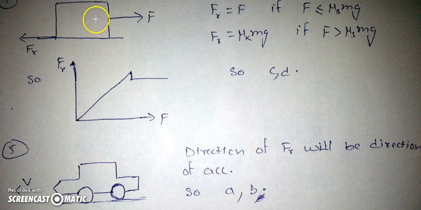We can say this is the diagram. f is equal to F if F is less than mu s mg, and friction will be simply mu k mg if F is greater than mu s mg, or limiting friction. Okay, so the graph will be like this till force exceeds mu s mg. As soon as it exceeds this value, the friction will become mu k mg, or kinetic friction, and it will remain constant. So the correct options are C and D.